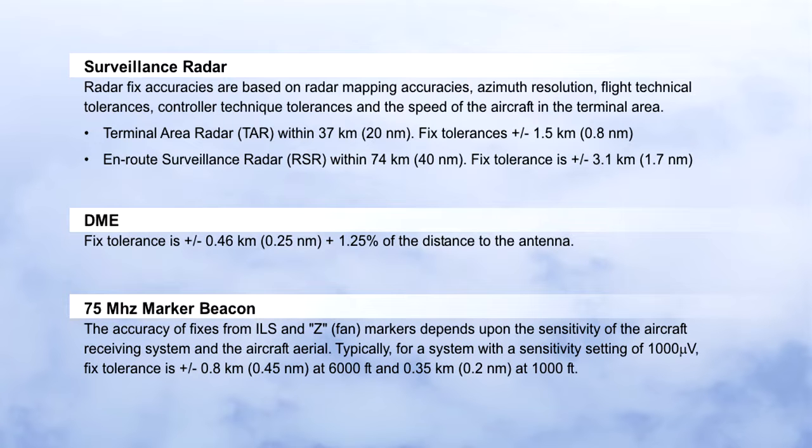Whilst using instrument approach procedures, you will often be using reporting positions and turning points that have been referenced to navigational facilities. For example, when leaving airways, you may be given radar vectors to a point that initiates the start of the arrival route. ILS systems use outer and middle markers that operate on 75 MHz, and some NDB approach procedures utilize these markers. The accuracy of these systems is shown here.